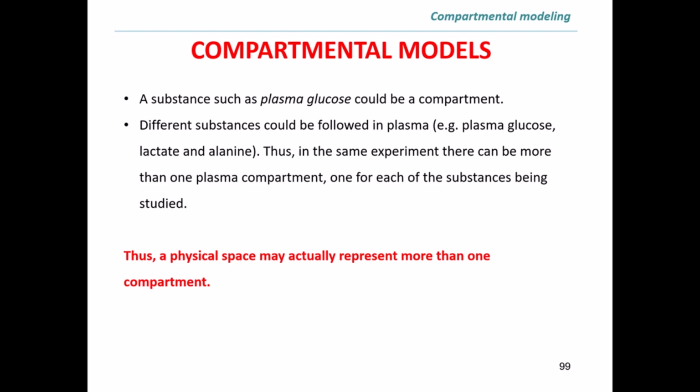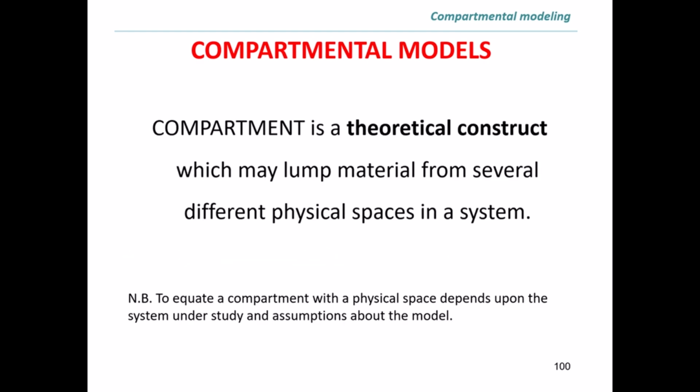So it's not mandatory that a physical space has to represent one compartment. So we can have, for the same physical space, different compartments. So a compartment is a theoretical construct which may lump material from several different physical spaces in a system. So if we want to equate a compartment with a physical space, this should be dependent upon the system that we are studying and the assumption that we are making about the model. So we cannot always equate a compartment with a physical space.